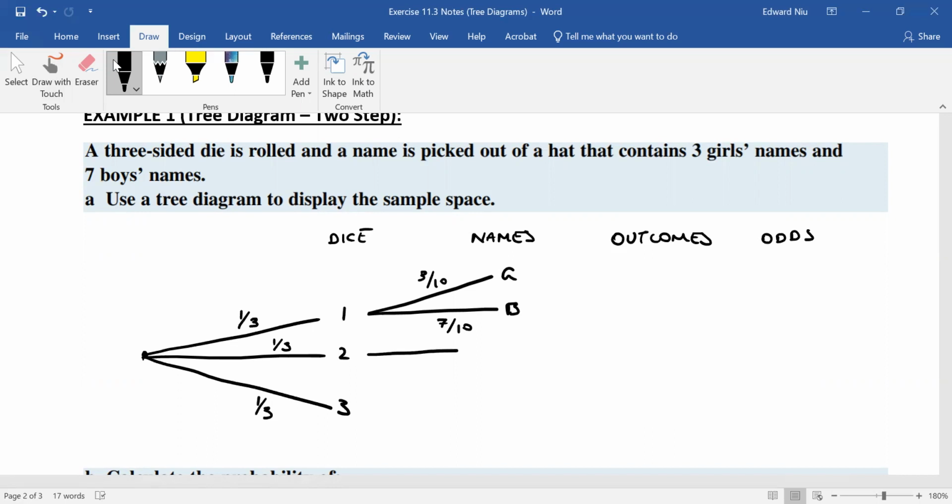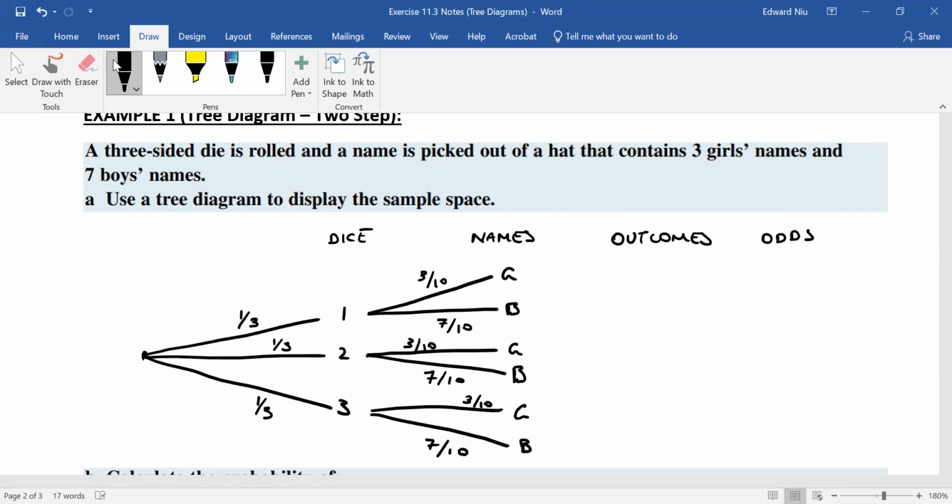We do the same here again, girl, boy, so 3 are girls, 7 out of 10 are boy names. And we have girl and boy, so 7 out of 10. And then for girls, we have 3 out of 10 again.